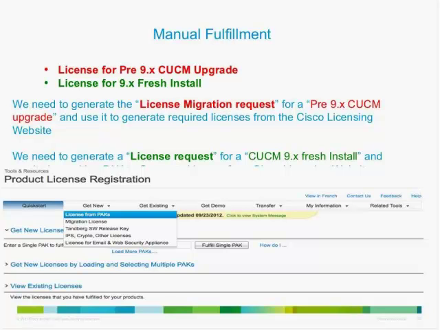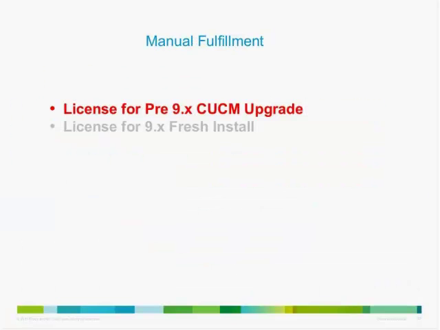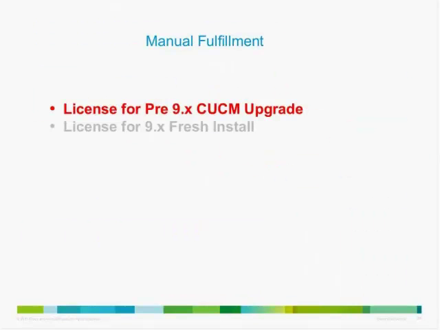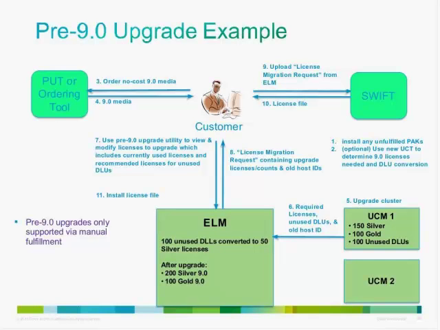So right now we are covering how to generate a license request for a CUCM 9.x fresh install, and then we go to the product license registration page. Here's the example of what we're going to do. If it's a pre-9.0 upgrade example, there are some instructions, or some cautions, which we should try to follow.